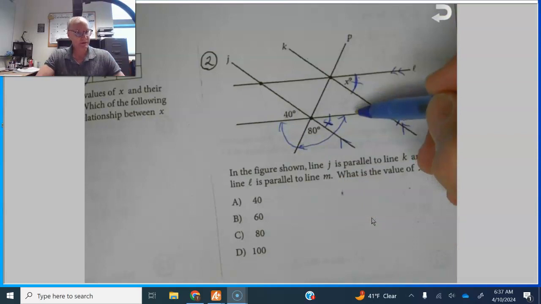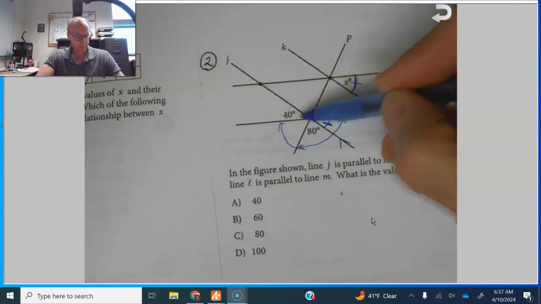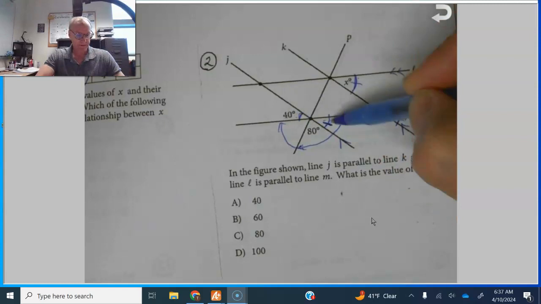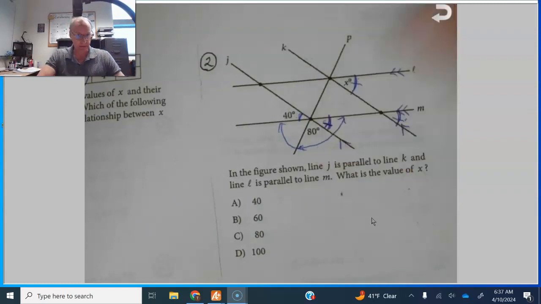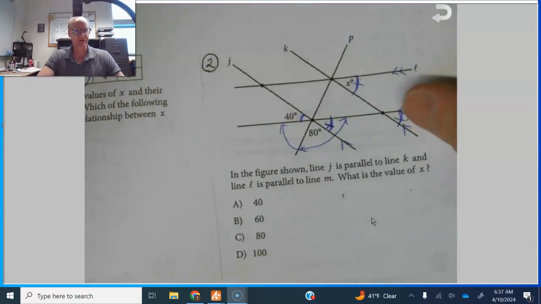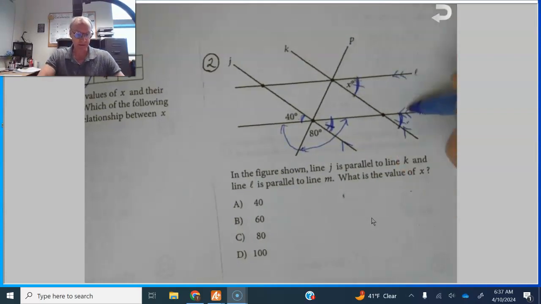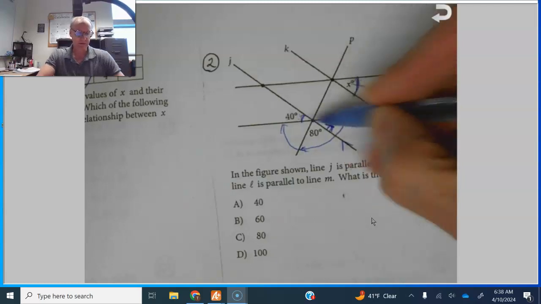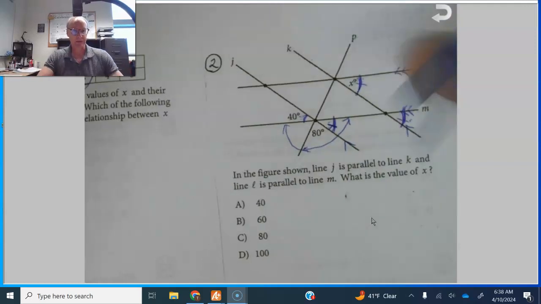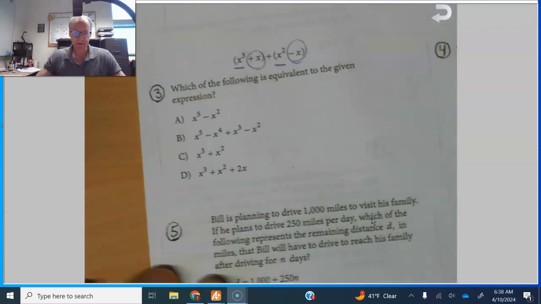But there's an easier way to see it. This is 40. This angle right here is 40. And this angle is a vertical angle with that. There's lots of possibilities for solving this. Again, it's a very quick problem. You could guess just by looking at it, but I recommend that you actually understand it, that this angle is the same as this one by corresponding angles. This one is the same as this one by corresponding angles. And of course, these two are vertical angles. Anyway, moving on to number 3.